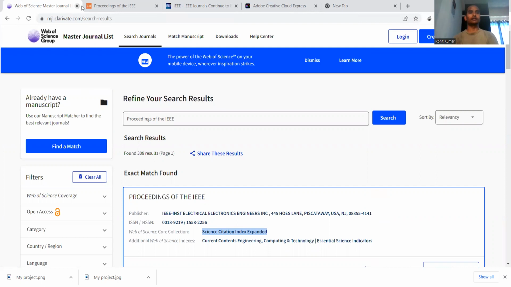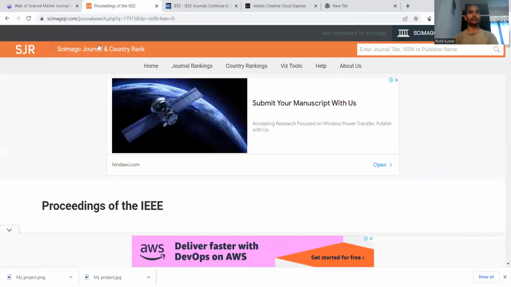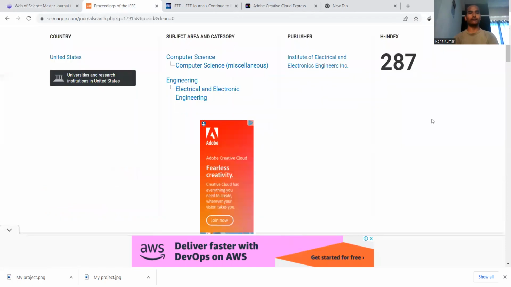And now the second thing is we should check the Q ranking. So here is the percentage of the IEEE, and you can see that the H index is quite impeccable, close to 300.